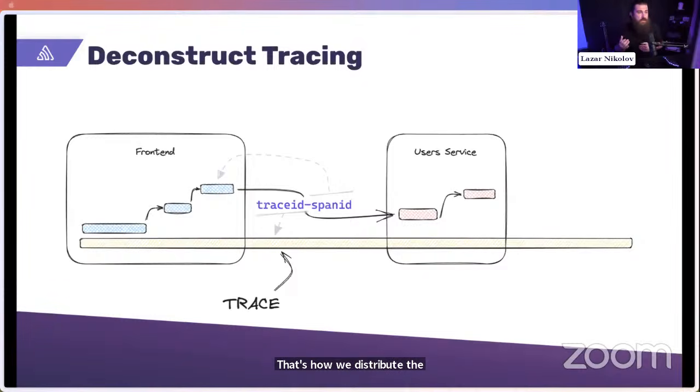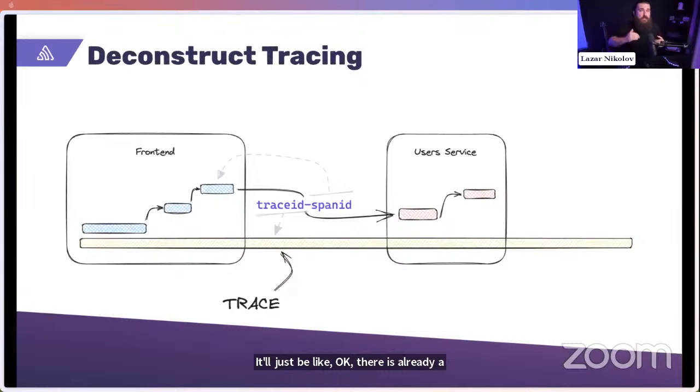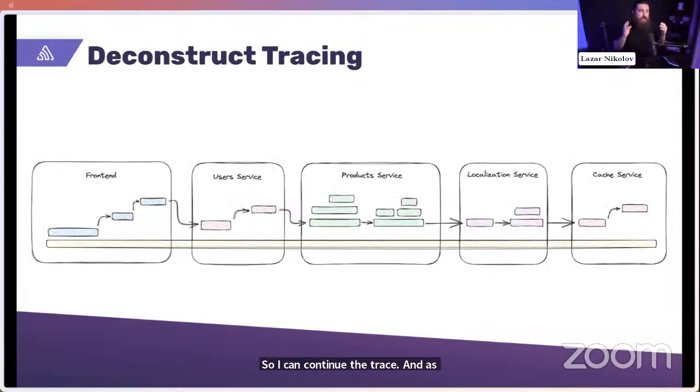Now on the user service, when the user service sees that we already have this header, it'll just be like, okay, there is already a span. I'm going to create my own root span, and I'm going to set that root span's parent span to the one that we have from the headers. So I can continue the trace. And as long as it's a string, as long as we can pass strings, not just through HTTP headers, but anywhere, we can basically instrument our whole tech stack. So we're not limited to just the front end, right? That is, in a way, distributed tracing. And yeah, I hope you understand the concept now.